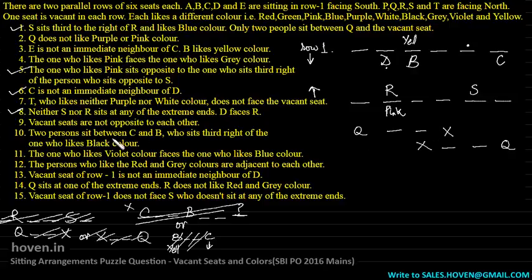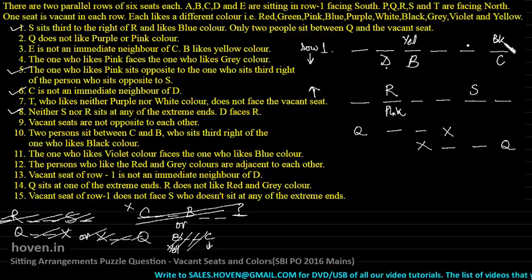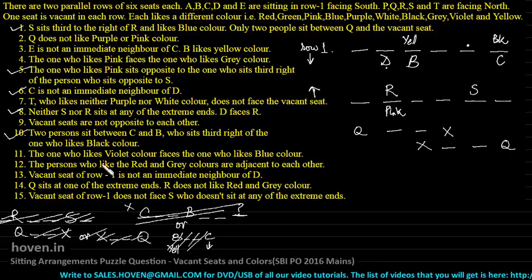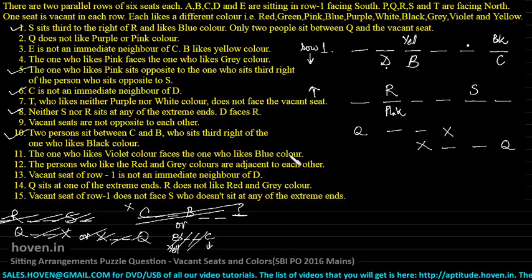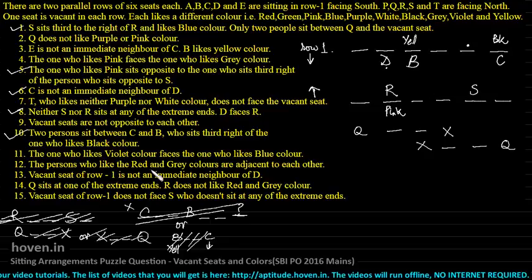Two persons sit between C and B, who sits third right of the one who likes black color. This means C likes black color. Third right of the one who likes black color. So C is liking black color. I can consume this one. The one who likes violet color faces the one who likes blue color. I have no idea who likes blue color and nothing about violet so far, so we'll go to the next one. The persons who like red and grey colors are adjacent to each other.